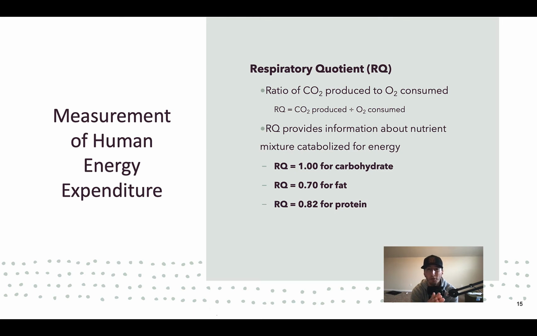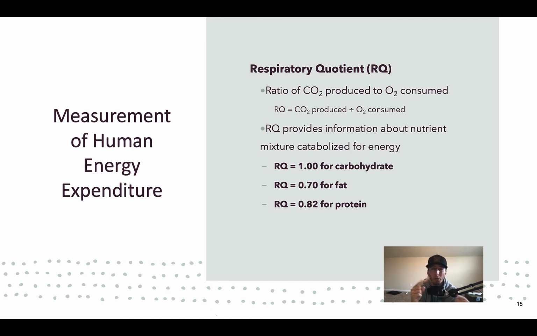So the respiratory quotient will scale up the more we're using carbohydrate, and it'll scale down the more we're using fat. The standard RQ for carbohydrate, where we're burning 100% carbohydrate, is 1.0. So an RQ of 1.0 means we're burning 100% carbohydrate. An RQ of 0.7 means we're burning 100% fat.